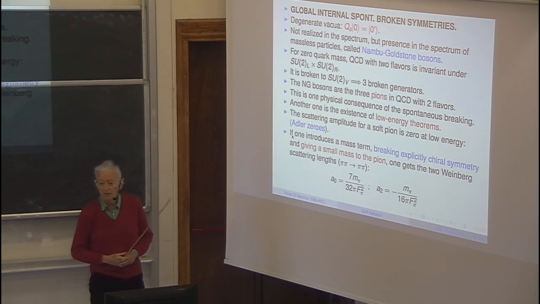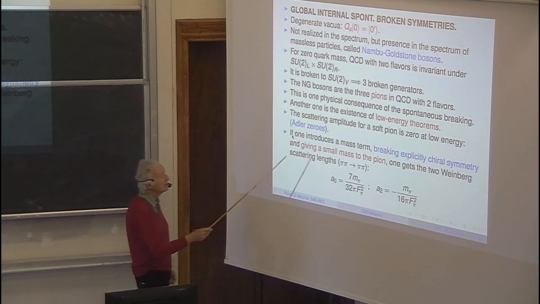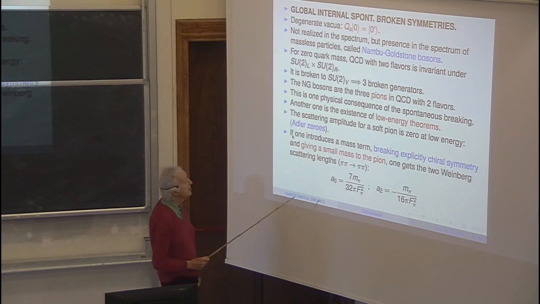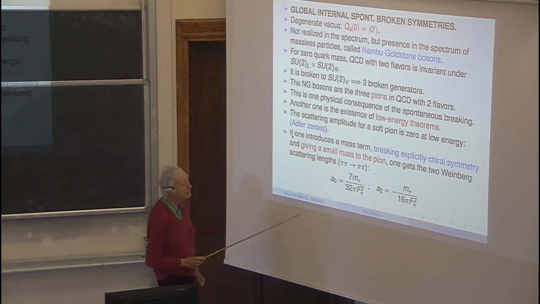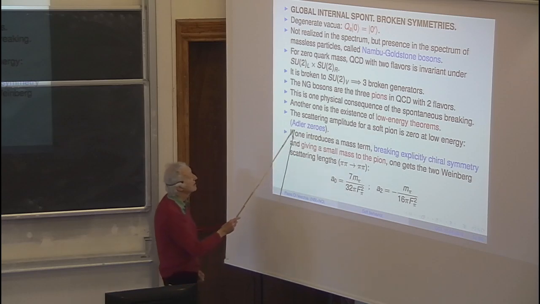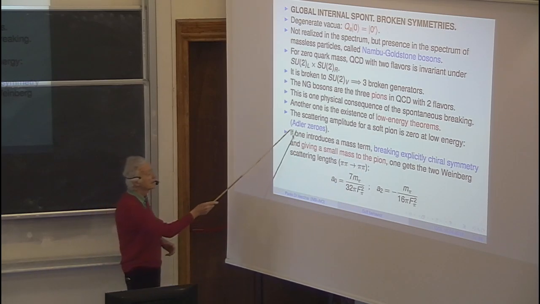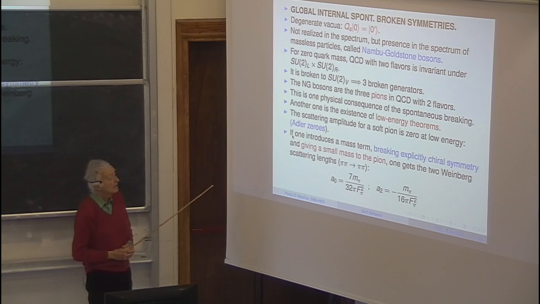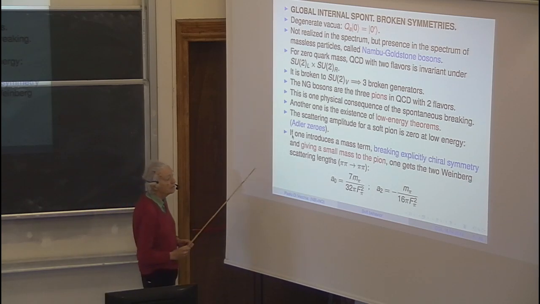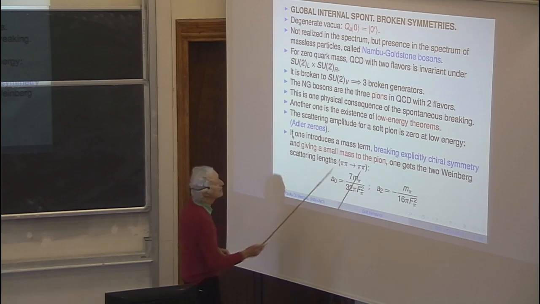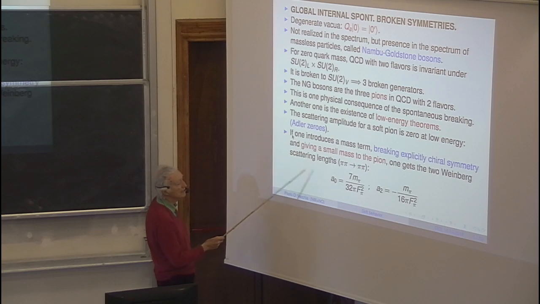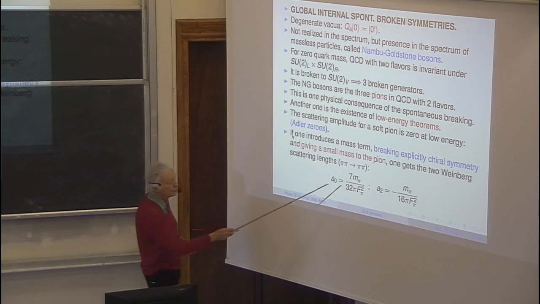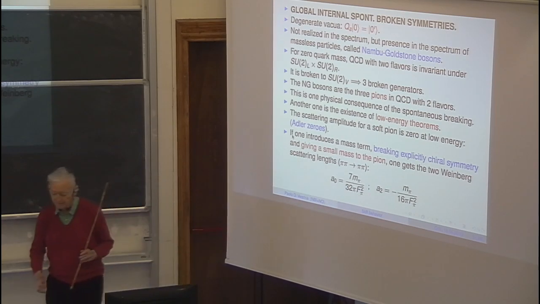This is one consequence of the symmetry. There is another consequence, which is the existence of low energy theorems. If you take soft pions, the scattering amplitude is zero at low energy, and you get Adler zeros. If one introduces a small mass for the pion, which breaks explicitly the chiral symmetry, then instead of getting zero, you get the Weinberg scattering lengths, which go to zero when the pion mass goes to zero.